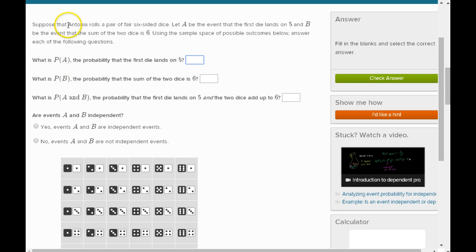So in this case, we have Antonia, and she rolls a pair of fair six-sided dice, which means 6 faces and numbers 1 through 6, right? Let A be the event that the first die lands on 5, and B be the event that the sum of the 2 dice is 6. Use the sample space of possible outcomes below. Using the sample space, answer each of the following questions.